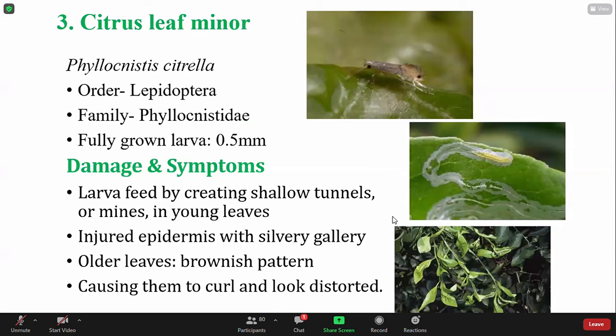You can find the gully-like structure or a silvery epidermis can be observed on the leaf surface. The older leaves show a brownish pattern, causing them to curl and look distorted. Here you can observe the curled and distorted leaves.